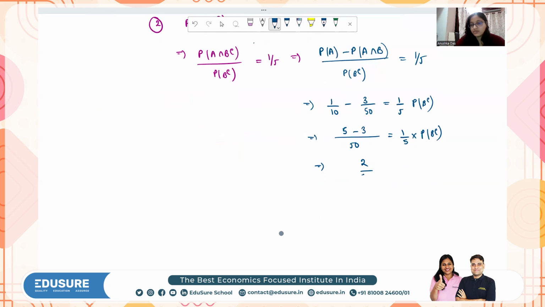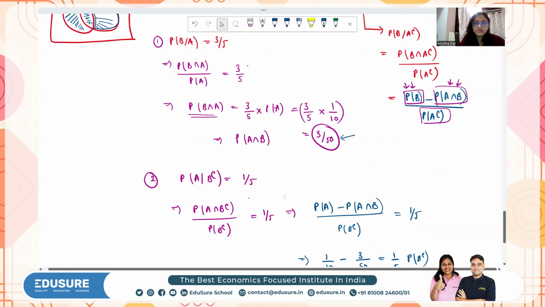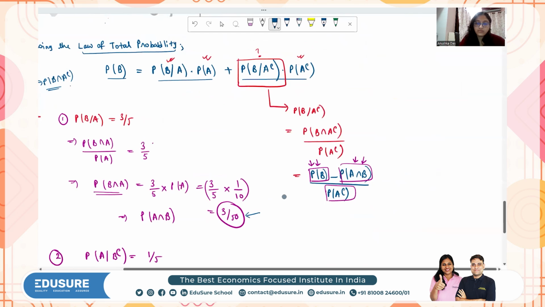So this will be 2 upon 50. This is 1 upon 5 into probability B complement. So this will be how much? 1 upon 5. So probability B complement is 1 by 5. So what is probability B? This is 4 by 5, or 1 minus 1 by 5, which is 4 by 5. So we got all the things that we need to know in order to calculate this unknown component, right?